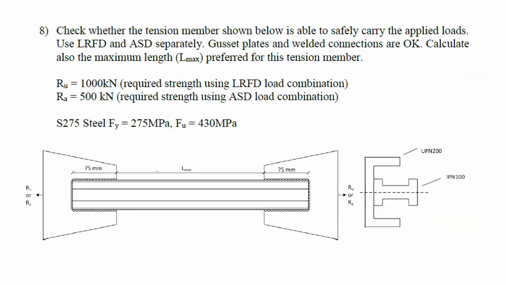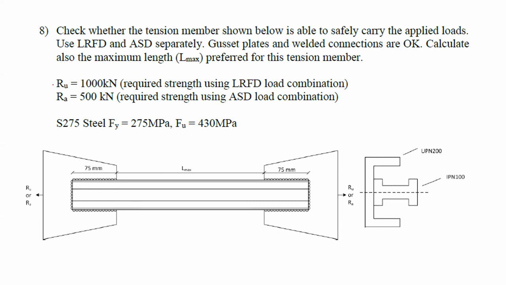Okay, so going to problem 8 now. Check whether the tension member shown below is able to safely carry the applied loads. Use LRFD and ASD separately. Gusset plates and welded connections are okay. Calculate also the maximum length, L max, preferred for this tension member.